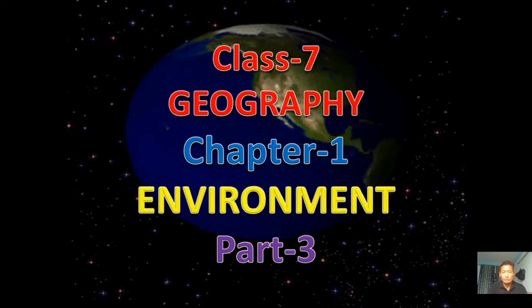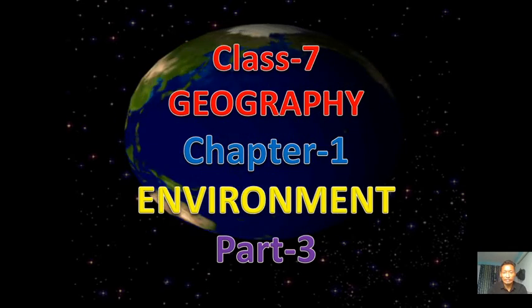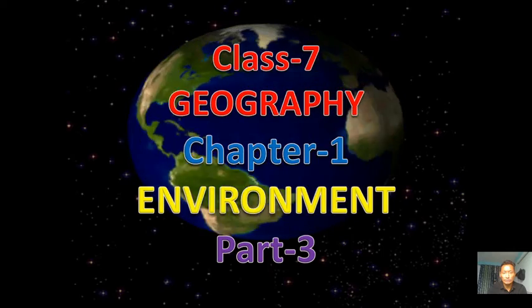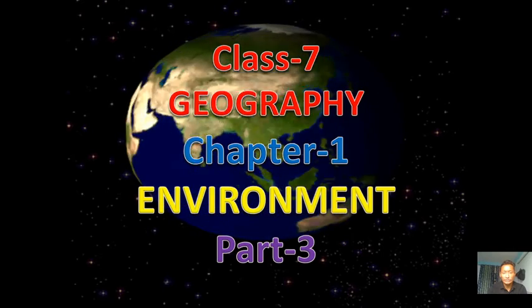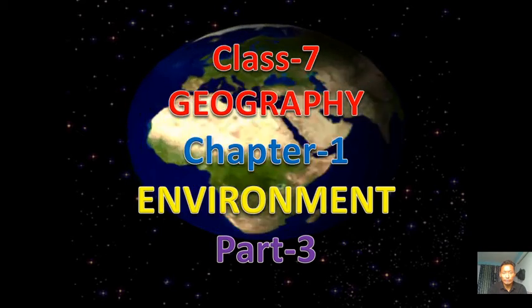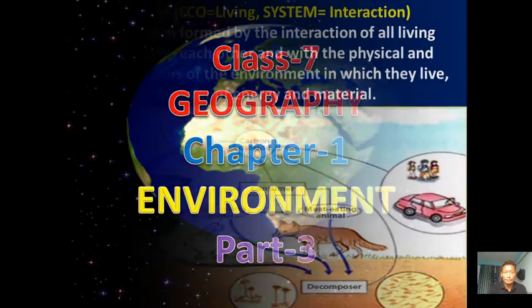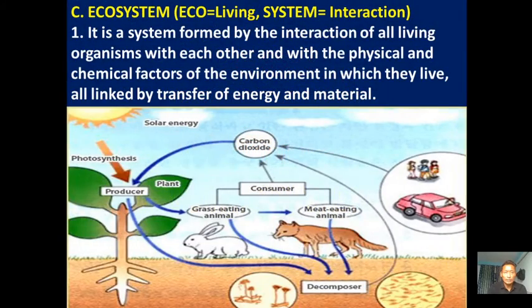Students, today in this class we're going to learn about Class 7 Geography, Chapter 1, that is Environment, Part 3. This will be the last part of Chapter 1. In the last two classes we learned about the topics that we are going to learn and discuss in this chapter.